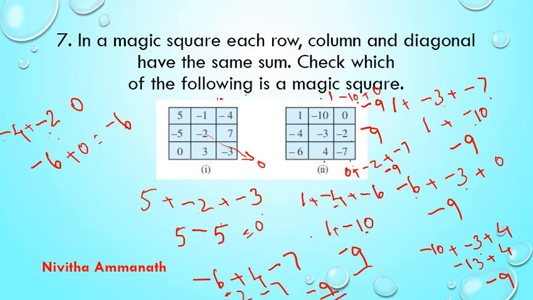So all the answers are minus 9 in the column wise and row wise and diagonal wise. So this is a magic square. So the second one is correct for the magic square. Next question.